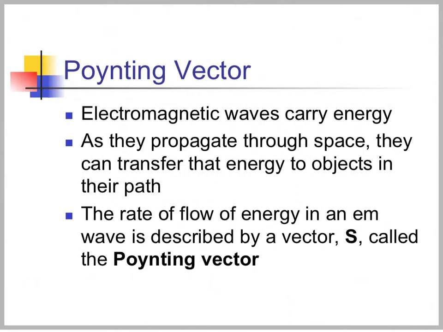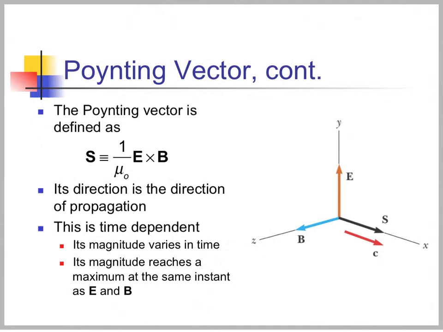The Poynting vector is defined as 1 over mu naught times the electric field crossed with the magnetic field. Its direction, then, is the direction of propagation. And it's time dependent. Its magnitude varies in time, and its magnitude reaches the maximum the same time the electric fields and the magnetic fields reach a maximum.